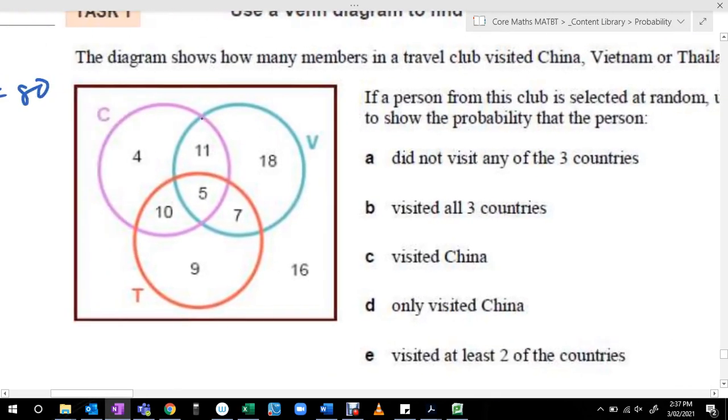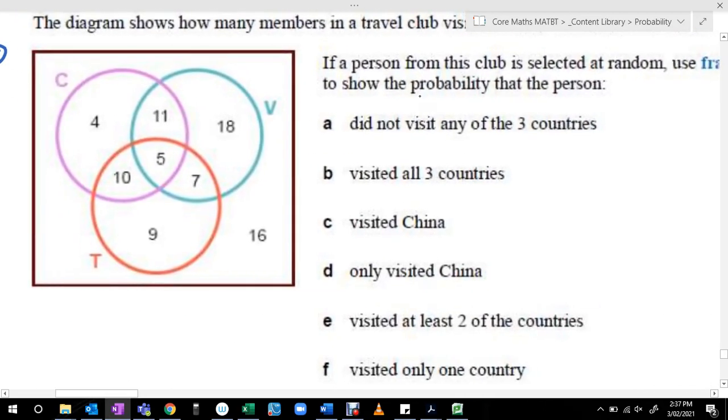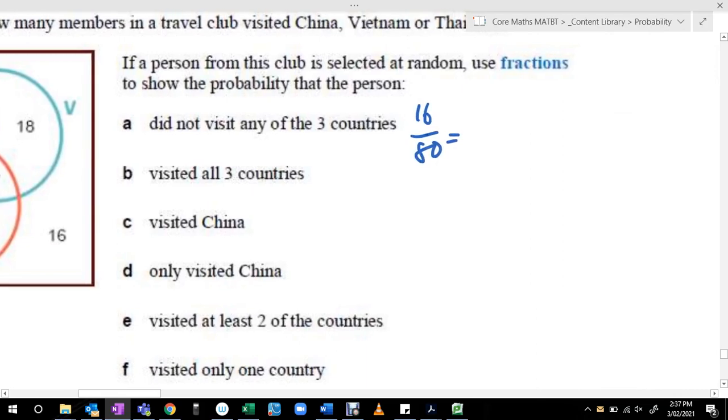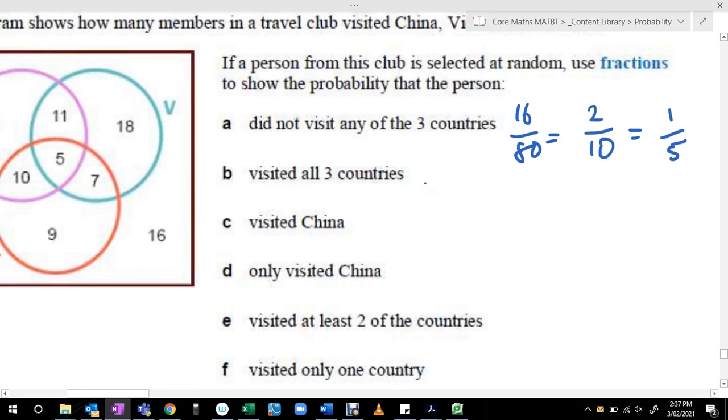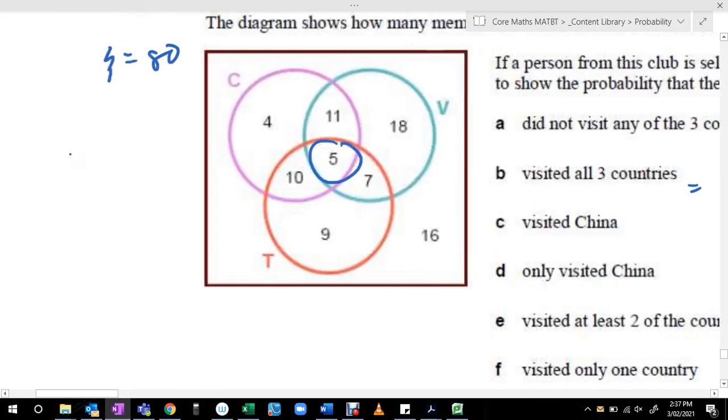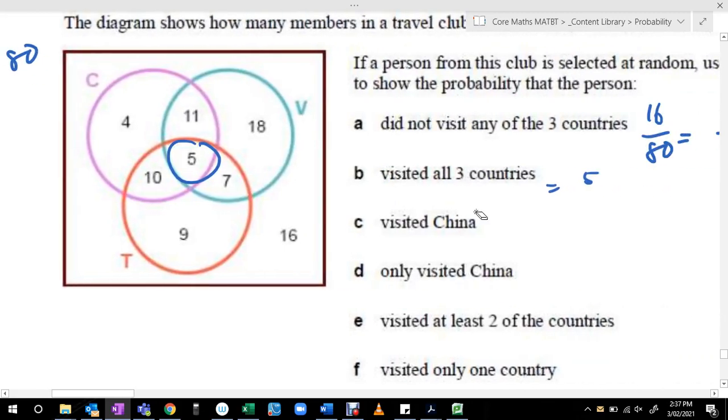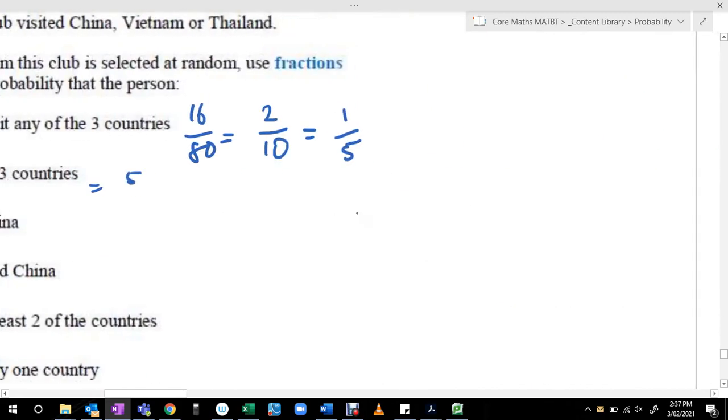So that means everything has to be out of 80. All of our answers. So how many did not visit any of the countries? So that means anything outside of the 3 circles is 16 out of 80. Can that be simplified? Yes. Anyone know what to? Can make it 2 out of 10 and then simplified further to 1/5. Good. Visited all 3 countries would be 5, because it's all 3 would be that intersection there. So all 3 countries would be 5 out of 80.